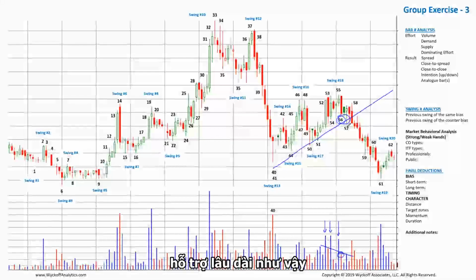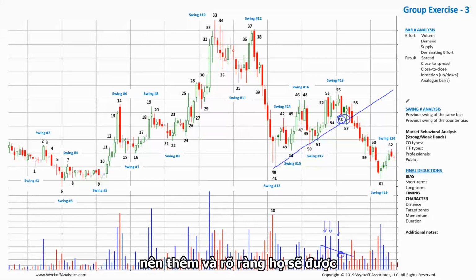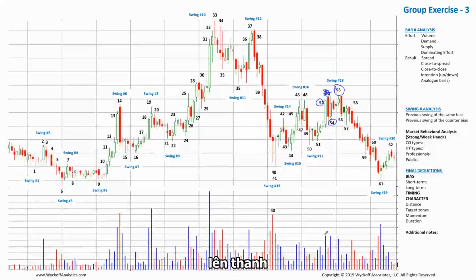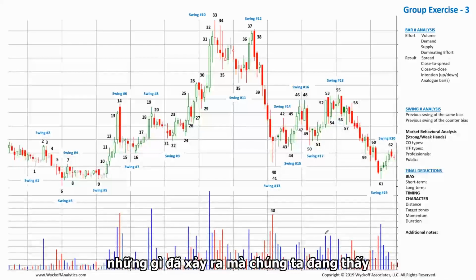We're close to this long-term support. So, I should get in here, or I should add. And obviously they will be mistaken, because we know that all of these up bars contain supply signature in the volume signature. So therefore, what is 56 then? Because now that we're thinking what has happened, we're seeing supply, supply, supply, supply, and then lower supply.